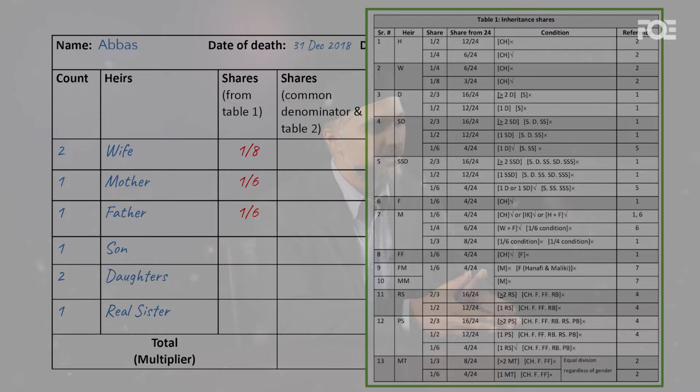For the sons, we won't find them in table 1, and you know that now. For the daughters, we will find them in table 1, but they only get a share if the son was not present. So we won't give anything to the daughters in table 1 either. Then we go on to real sisters. We find them here, but their condition is also that if the father is present or the children are present, then they won't get a share in table 1 either. And we see both of them are present. So with that, we have now assigned 3 fractions, wife, mother, and father.